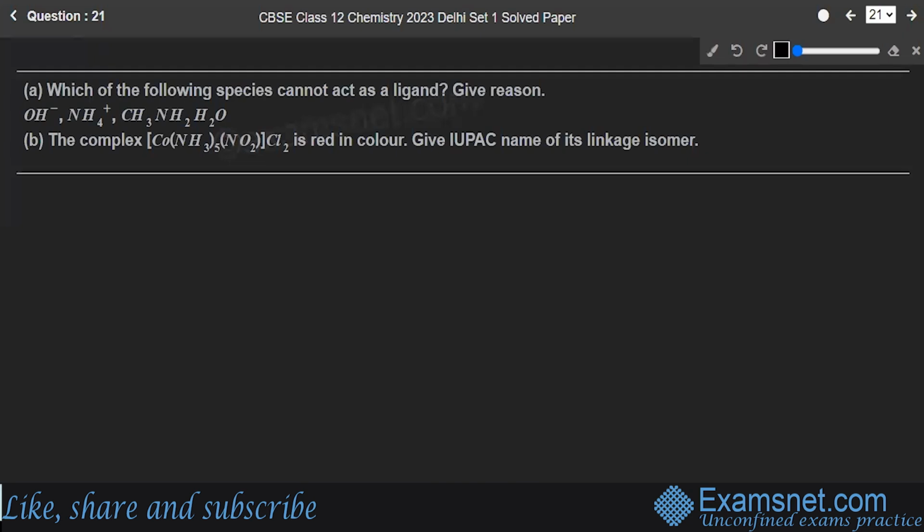Number 21, which of the following species cannot act as a ligand? You have to give reason for this. So these are the options given to you, and which cannot act as a ligand. Out of this, ammonium ion cannot act as a ligand because it doesn't have any lone pair of electrons which it can donate to the central metal ion. See, this is having N, H, H, H, and H over here. This N has a positive charge because of one extra H over here. So it doesn't have any lone pair of electrons that it can donate to the central metal ion. Therefore, this cannot act as a ligand.